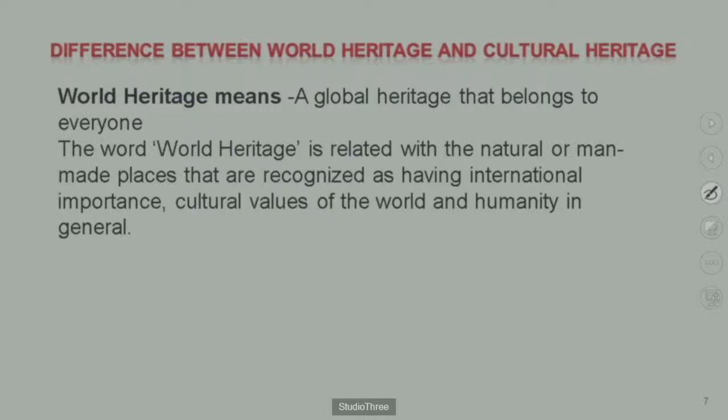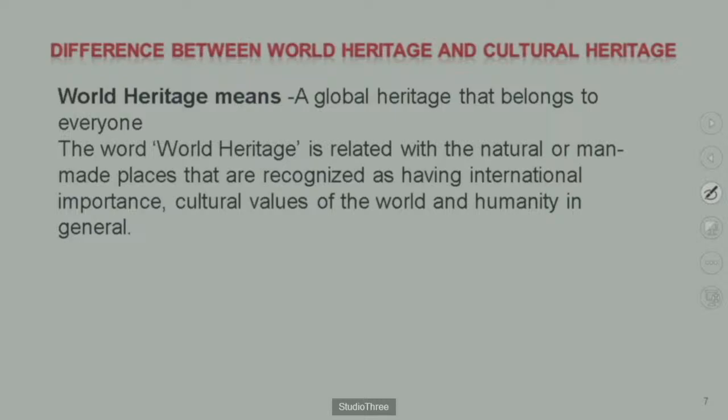The word heritage is related with the natural or man-made places. Some things are natural, and some things are cultural, that is made by human beings, right? Which are recognized as having international importance.